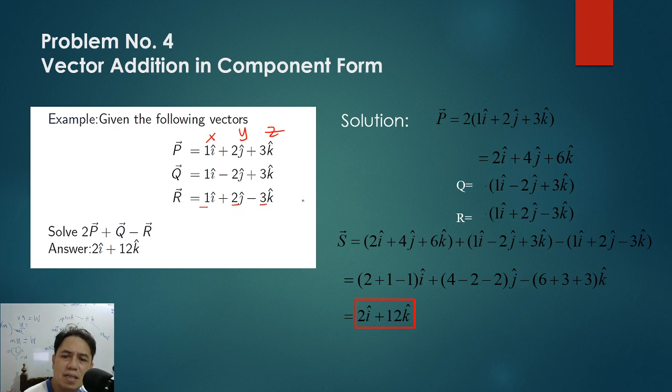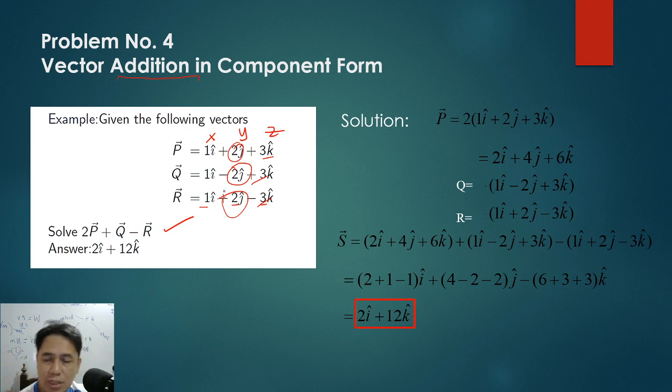But the difference is the direction. Because here, positive 2, then in the Q, negative 2, then positive 2 again. In the z axis, positive, positive, then negative. If you are going to plot that and get the summation, because it says addition of component of vector, you have to follow the instruction. The instruction is 2P plus Q minus R. So you have to multiply twice the P, then add the Q, and then deduct the R.